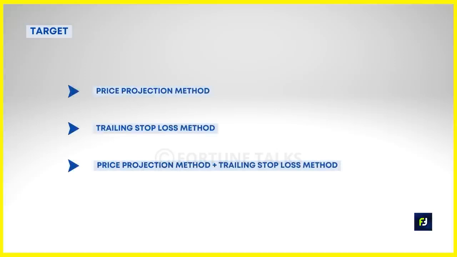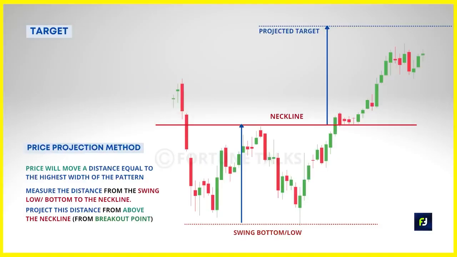And as always, there are three methods that we can make use of: the price projection, trailing stop loss, and a combination of both. In the price projection method, you have to calculate the distance between the swing bottom and the neckline. Then project this distance upward from the breakout point or neckline. The projected price point or level is where you exit the trade. This technique will help you decide whether it is too late to enter a trade or not.